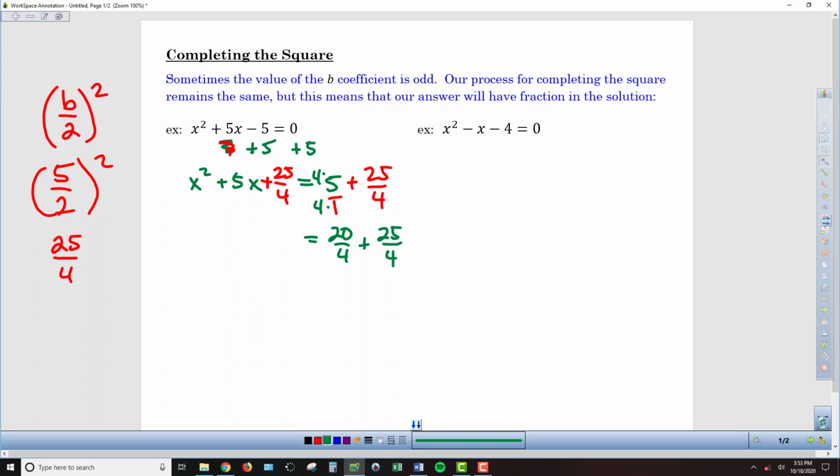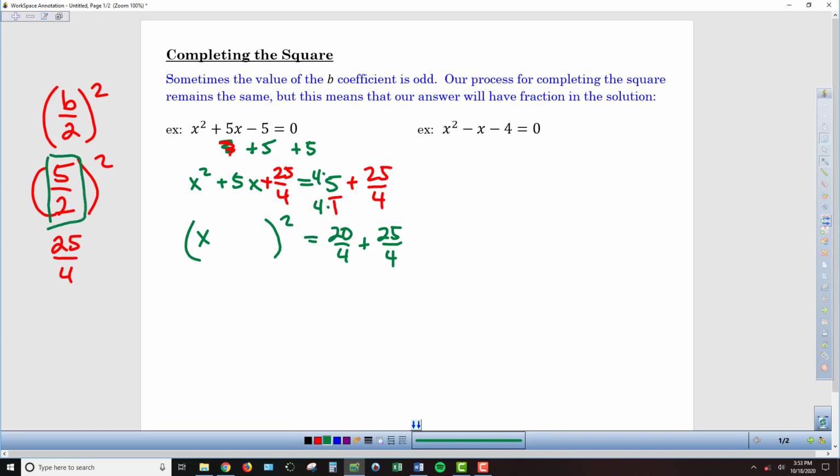Now on the other side, we have to factor that expression. Now we don't have a whole lot of experience factoring expressions that have a fraction as that last number. But because of how we came up with this number, this 25 fourths that we added to both sides, we still know that it's going to factor into x and then the same thing twice. And the pattern is always x and then plus half of b before you square it. And so that was this right here.